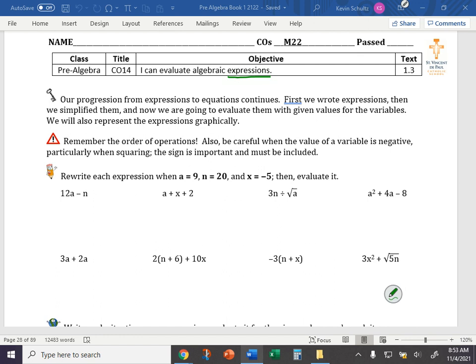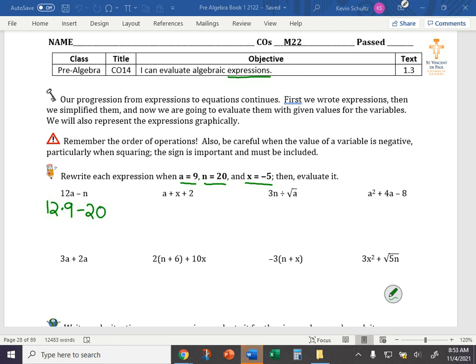being in an expression. And so all you're needing to do today, this goes back to order of operations also, is I give you an expression and I tell you what the variable equals, okay? Anywhere you see an A, it's 9. Anywhere you see an N, it's 20. And wherever you see an X, it's -5. So this first one, 12A minus N, I want you to rewrite this with these values plugged in.